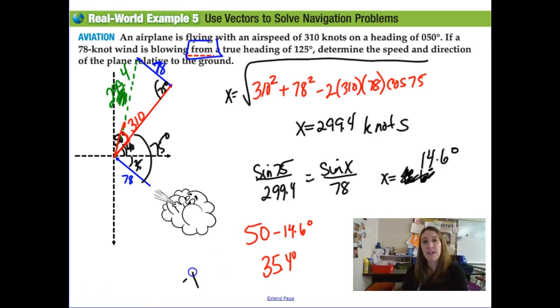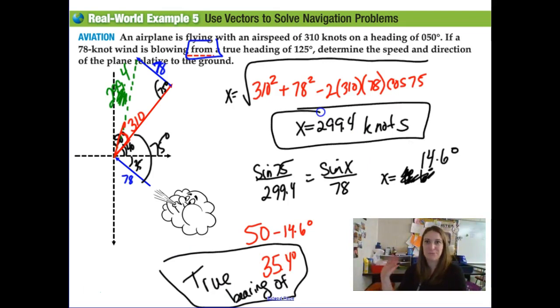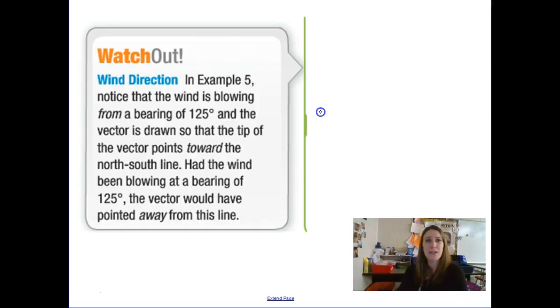So you can say a true bearing of 35.4 degrees, and the new magnitude of 299.4 knots. So that was, from what I understand, the method that you guys use in physics, and there's absolutely nothing wrong with doing it that way. In fact, I think that's the way I was taught at one point in my life, and that's the way I continue to do it.